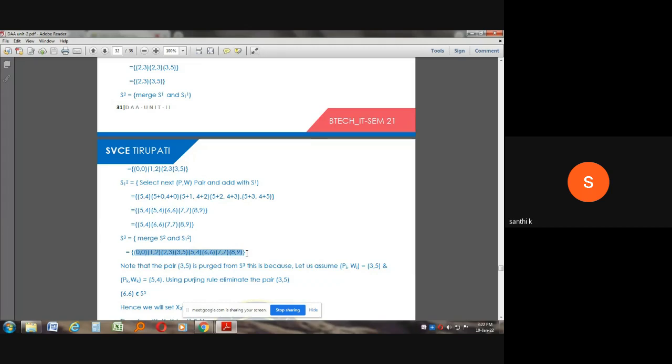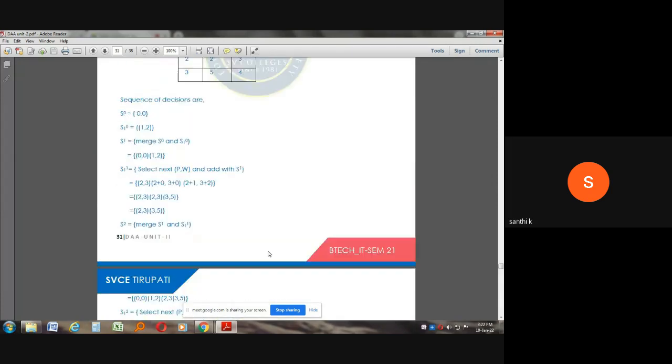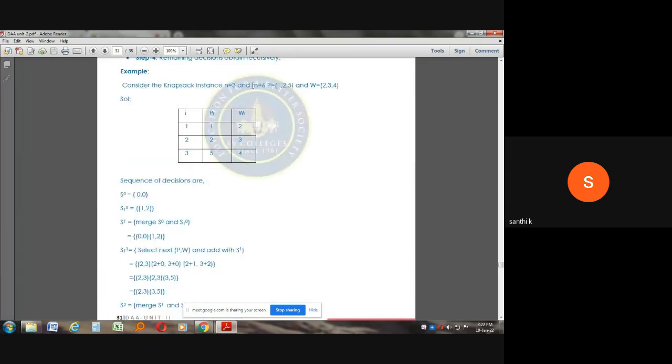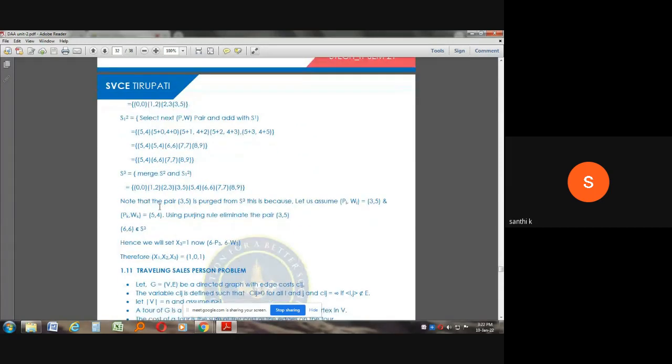Now in this final set, you have to apply the dominance rule. Before that, if you observe the ordered pairs, in any ordered pair where the W value is more than the capacity of the knapsack, you have to reject such ordered pairs. So what is the capacity of the knapsack given in the problem? It is given that the M value is 6.